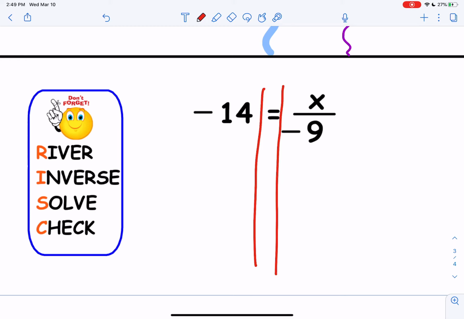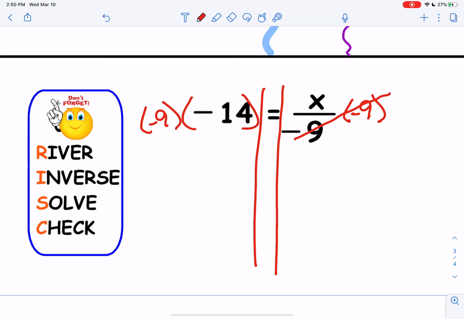Okay, step 2, inverse operation. So remember, we want x by itself, so I'm looking at the x, and it's being divided by -9. So the opposite of division is multiplication. So that means I'm going to multiply both sides by -9. Okay, so -9 times -1/9 equals 1, and then 1 times x is just x. Okay, so these do cancel out.